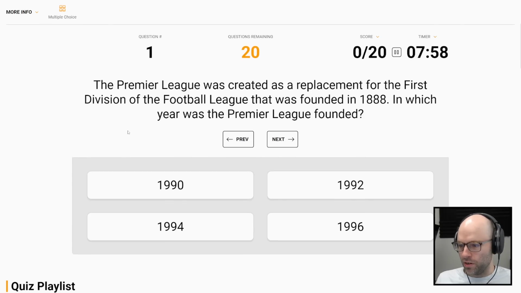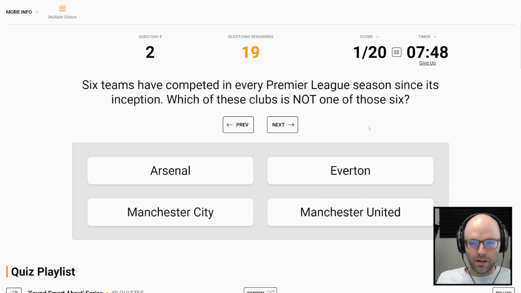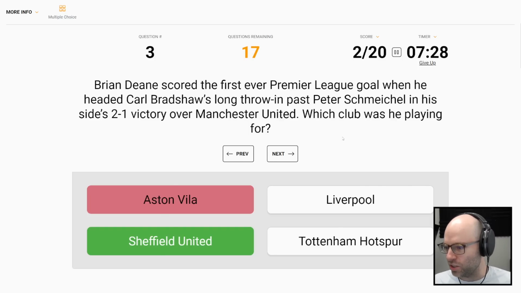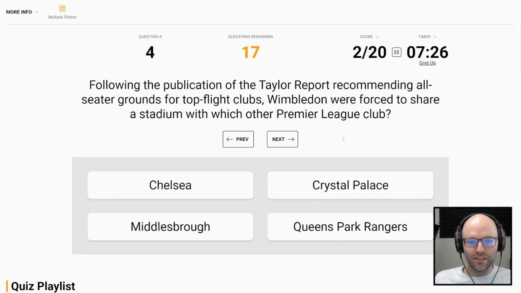I'm so smart about the Premier League. Are you ready? It was created as a replacement for the first division of the Football League. In which year was the Premier League founded? That was in 92. 6 teams have competed in every Premier League season since its inception. Which one of these clubs is not one of the 6? City was relegated briefly. Brian Deane scored the first ever Premier League goal when he headed Carl Bradshaw's long throw-in past Peter Schmeichel in his side's 2-1 victory over Manchester United. What club was he playing for? That's Aston Villa. Come on. I knew it could have been Sheffield United. Mr. Sheffield United.